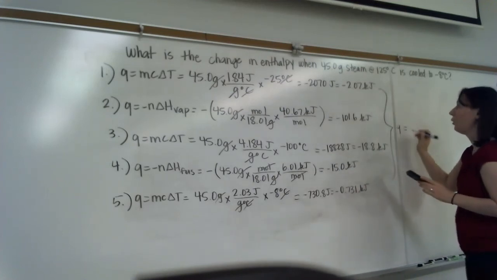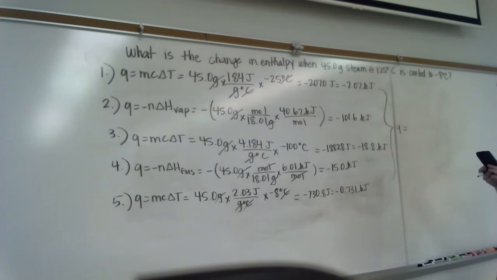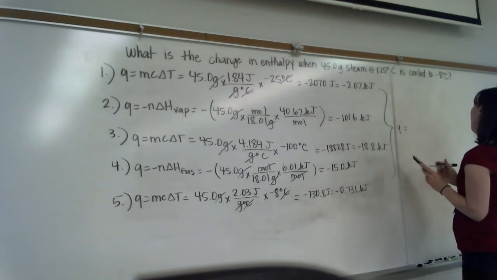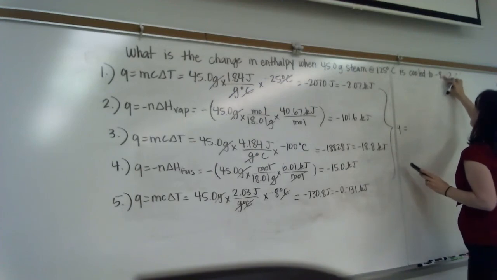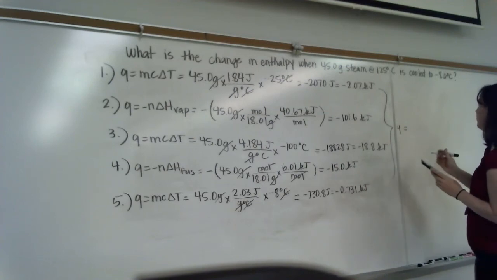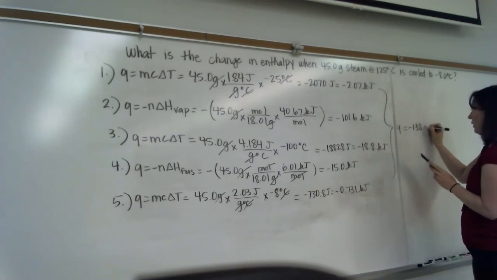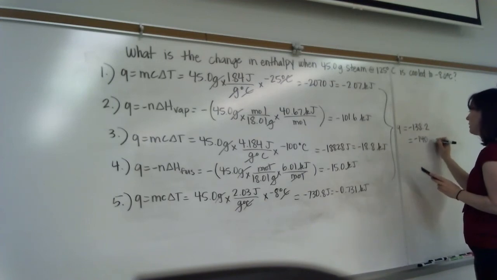So Q total is negative 2.07 plus 101.6 plus 18.8 plus 15 plus 0.731. I can only keep one sig fig, but for the sake of argument, let's just make it 2. I don't like doing one sig fig kind of problems. So my calculator spits out negative 138.2, which to 2 sig figs is negative 140, no decimal place, and my unit would be kilojoules. Do we agree?